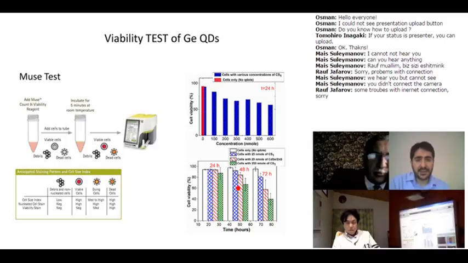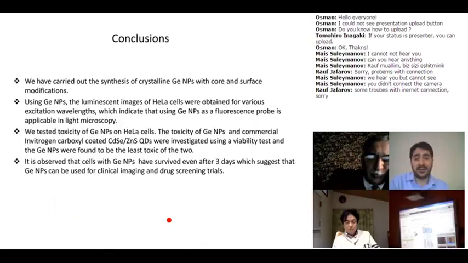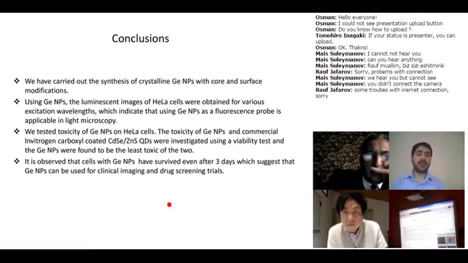On the second day, after 48 hours, when we compare our particles with the commercial one, it's very nice, actually. They are not killing cells. On the third day, as you can see, even the 10 times more concentrated particles are not killing the cells that much, actually. They are not that toxic, is what I'm saying.